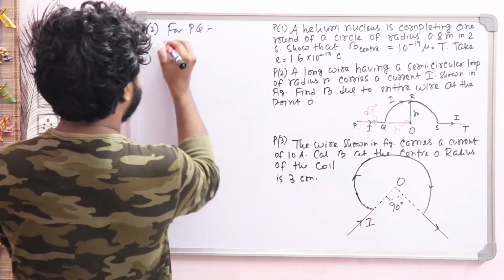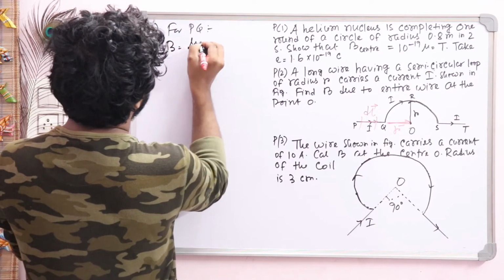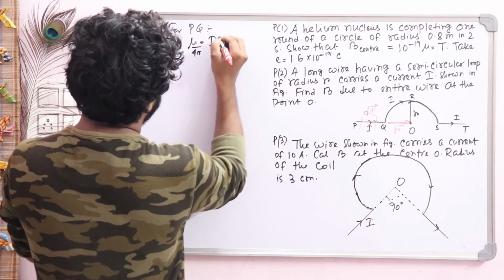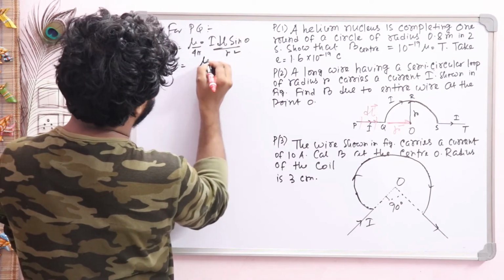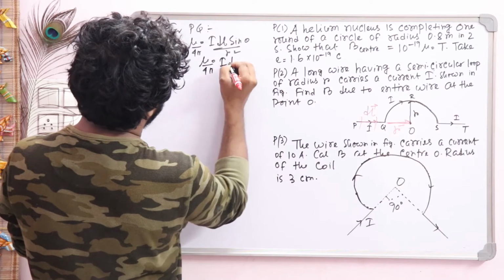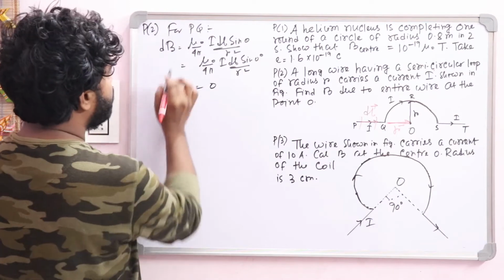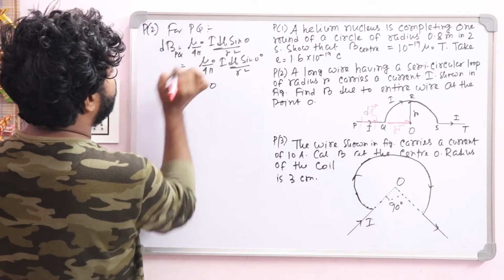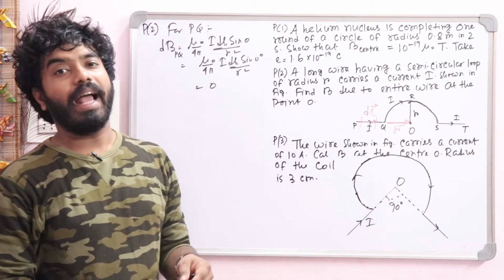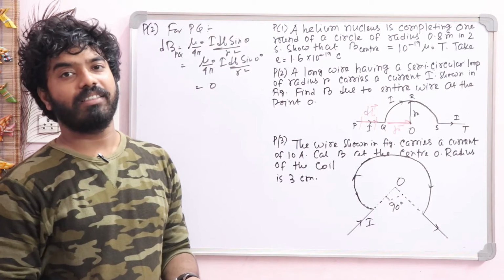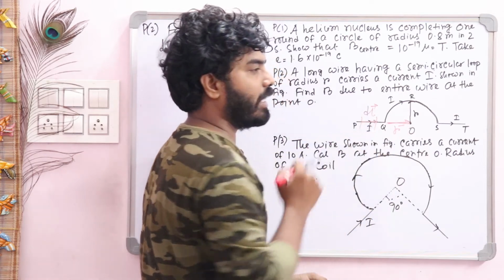So you know the formula, Biot-Savart law, that is dB is equal to mu naught by 4 pi I del L sin theta divided by R square. Now here theta is 0: mu naught by 4 pi I del L sin 0 degree divided by R square. So this value is 0. Suppose this is dB for PQ, write it for PQ. So for PQ, the value of dB is 0. Why 0? The angle between del L and R here is 0. You see, this one is del L, this one is R. Both are in the same direction, that is angle 0.